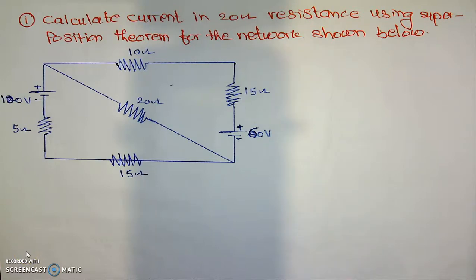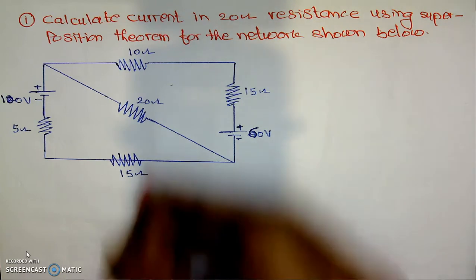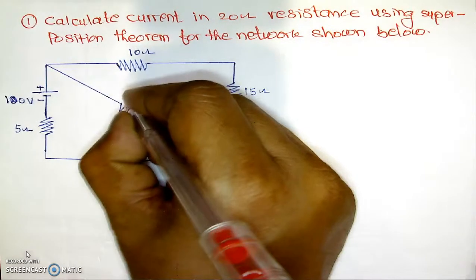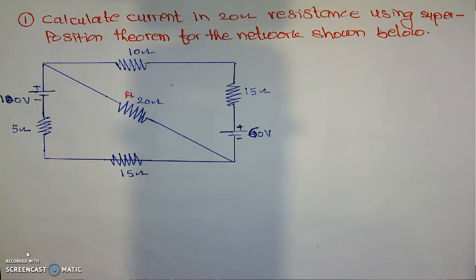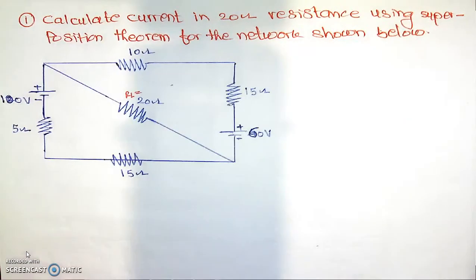Hulle from G.H. Raisoni Institute of Engineering and Technology, and in this video we will try to solve problems based on the superposition theorem. To start with, I have considered one of the simple problems in the superposition theorem, and we will try to find the current in the 20 ohm resistance. Here RL in our case is a 20 ohm resistance.